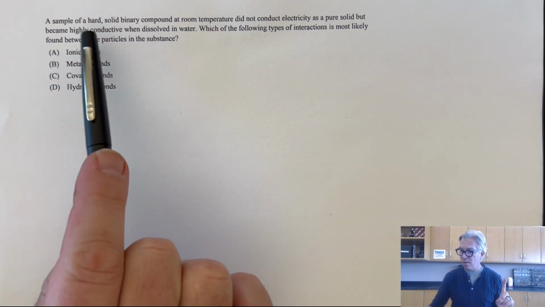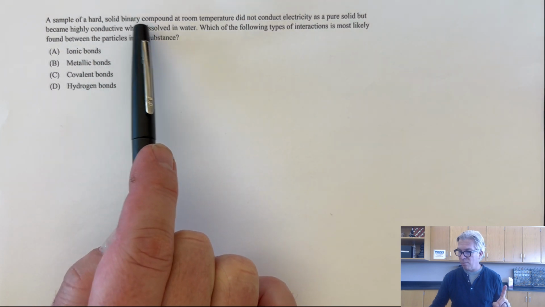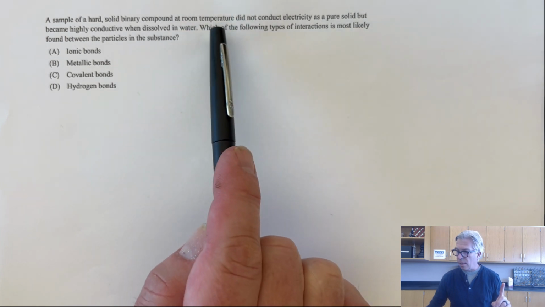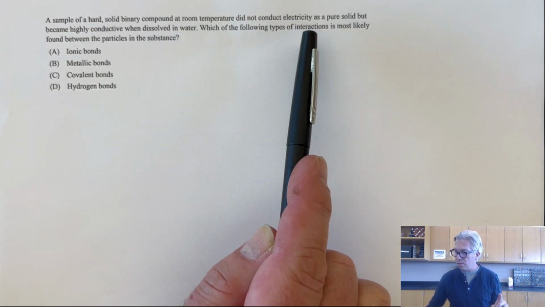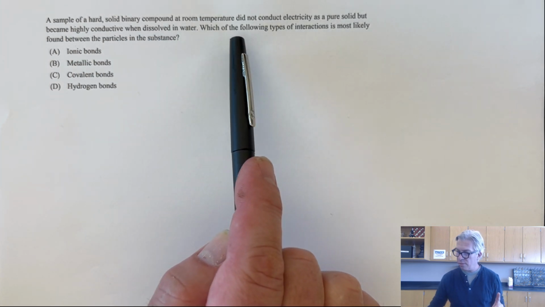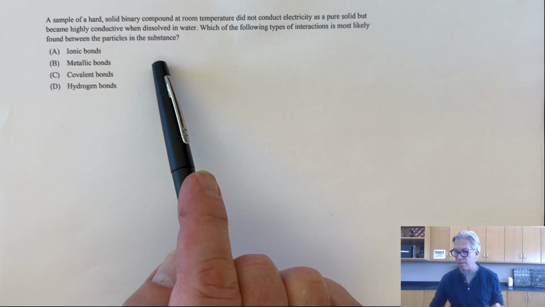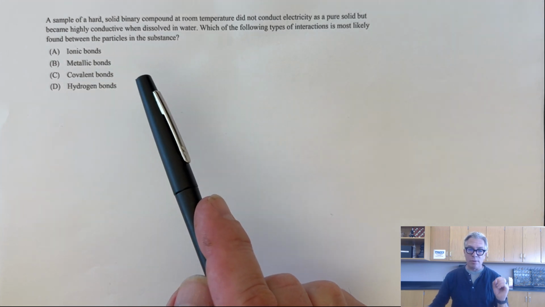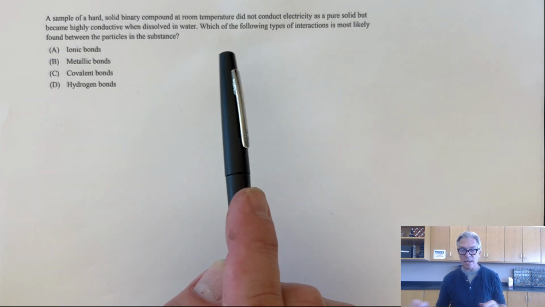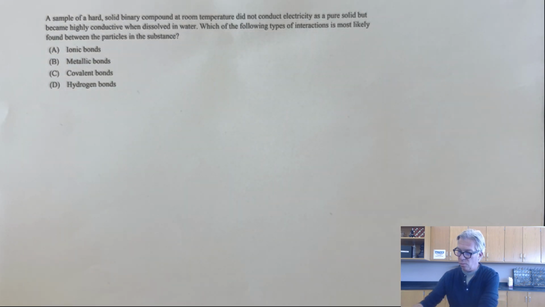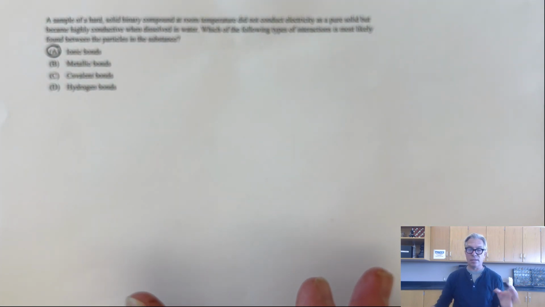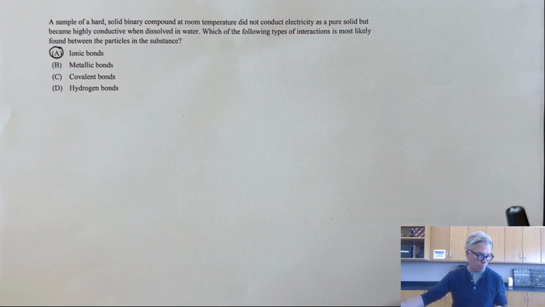A sample of a hard, solid binary compound at room temperature. Compound, so it's not necessarily a metal. At room temperature it did not conduct electricity as a pure solid, but became highly conductive when dissolved in water. Which of the following types of interactions is most likely found between the particles of the substance? If we paid attention on our chart a minute ago, we know that the only kind that fits is the ionic bonds, because when they are solid, they don't conduct electricity, but when they become ions floating in the liquid, they're conductive. And so that's ionic bonding.